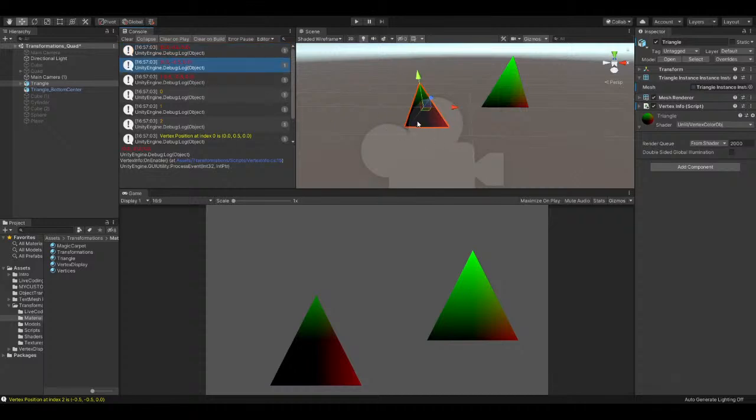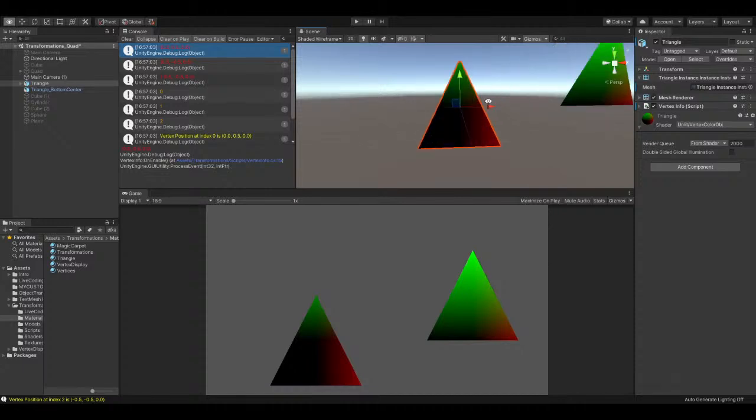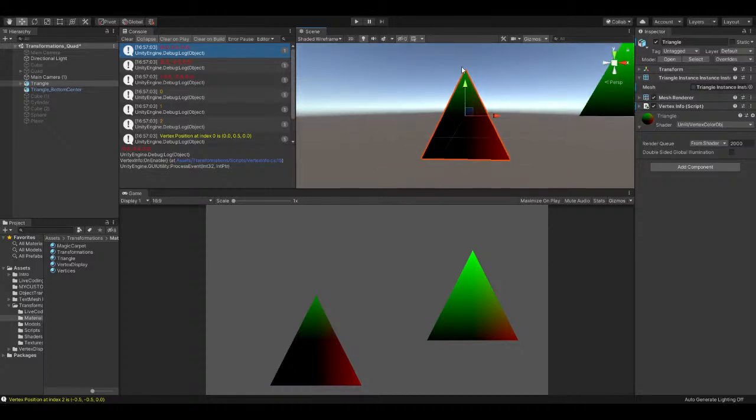Sorry, I'm so sorry, guys. Let me focus on this. Yeah, so the first one is 0, 0.50 in XYZ. This is the first vertex, second vertex, third vertex. Okay.